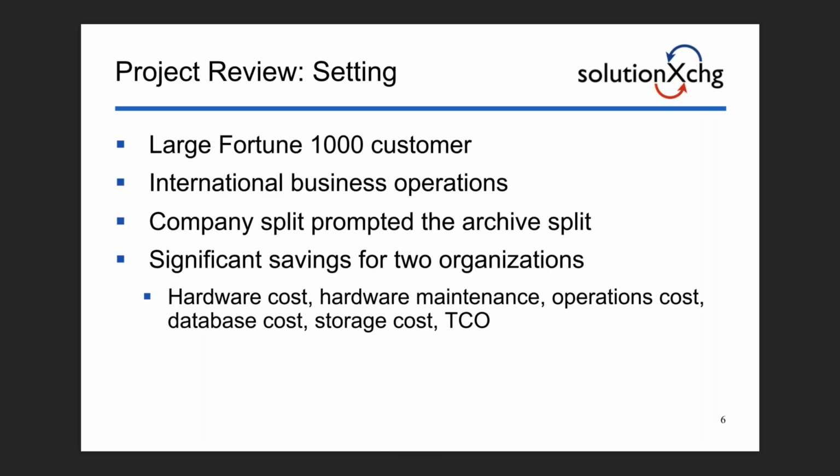And to give you a little bit more insight, we're looking at a project setting here for a large Fortune 1000 customer, an international business operation. The company was split, which prompted an archive split. So the company separated into separate legal entities. Certain parts of the business stayed with one entity, and a new entity was created to take the rest of the business. The migration to a cheaper and more cost-effective solution presented significant savings for both organizations.